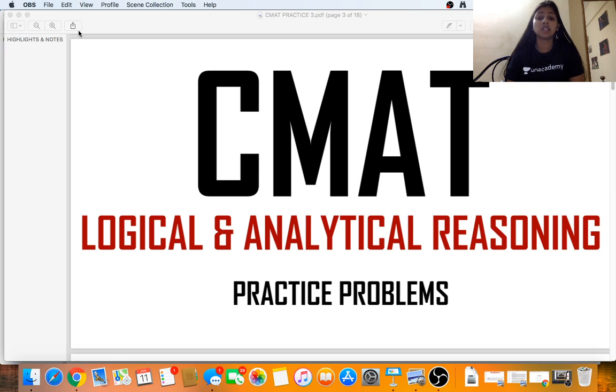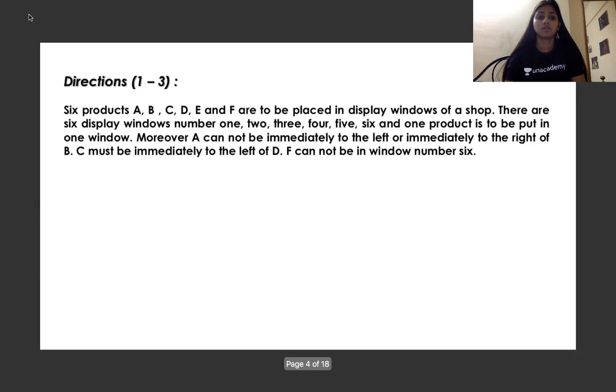Questions on logical and analytical reasoning for CMAT. Let's proceed. First question, here's the information, solve it.